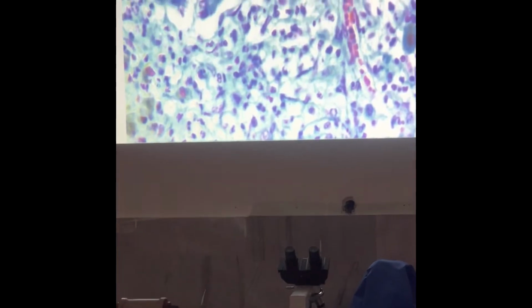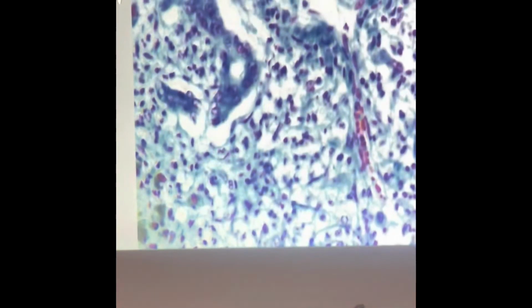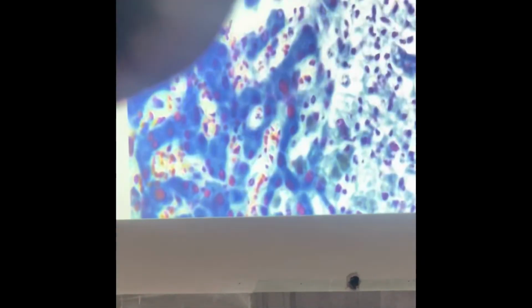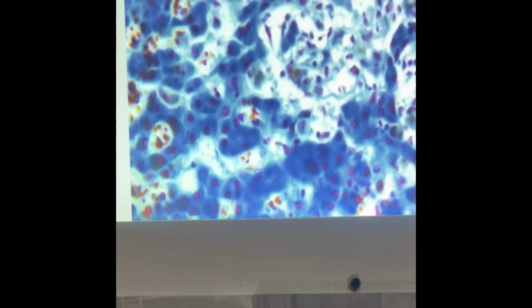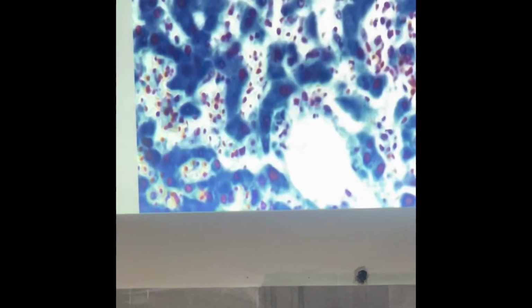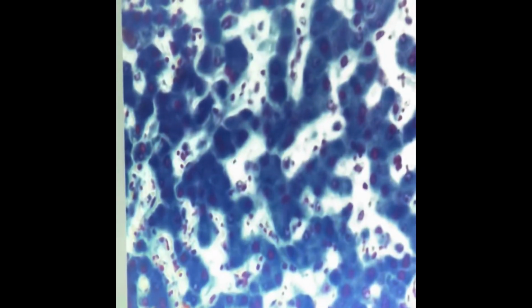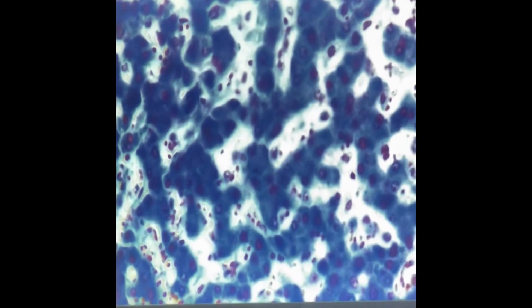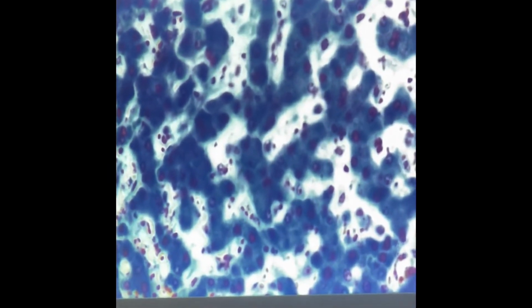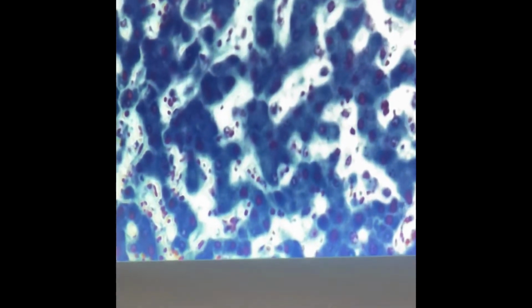So, take a look at this section, what we have. We have the infiltration of inflammatory cells, the deposition of collagen fibers. Take a look. Necrosis of the cells. What about your diagnosis? We have a nutmeg liver. The nutmeg liver means right-sided heart failure.